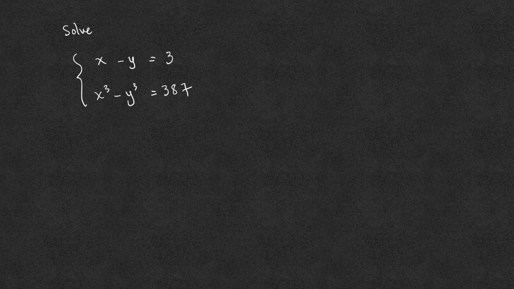But with x cubed minus y cubed, this is a binomial. We can factor it. This is x minus y times x squared plus xy plus y squared. How do we know that this is the correct factor? We can multiply this out and check that it is indeed x cubed minus y cubed.